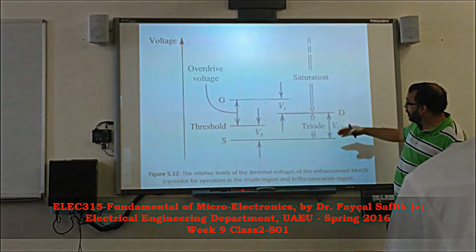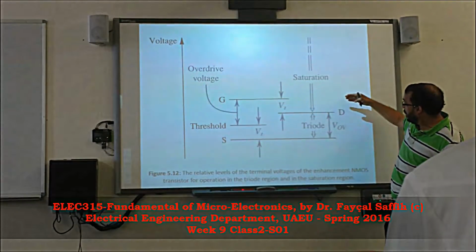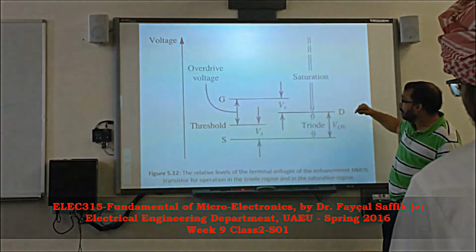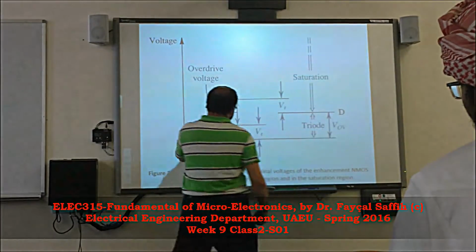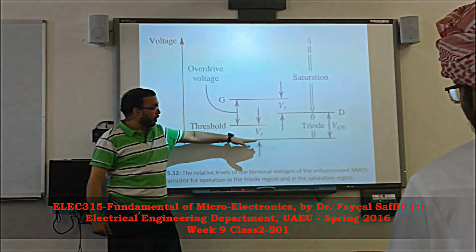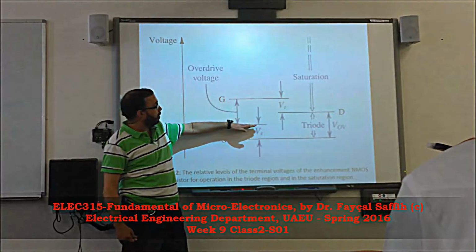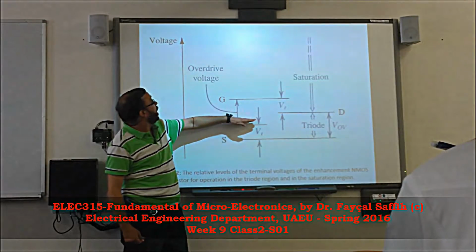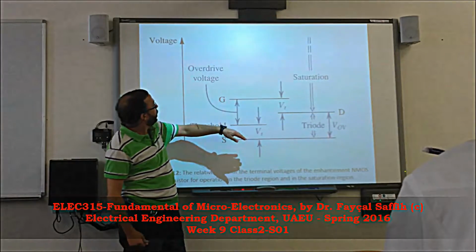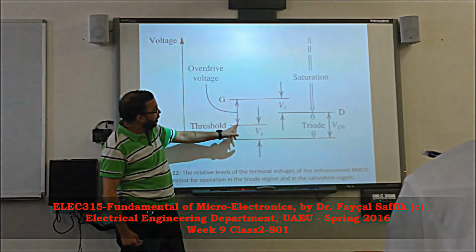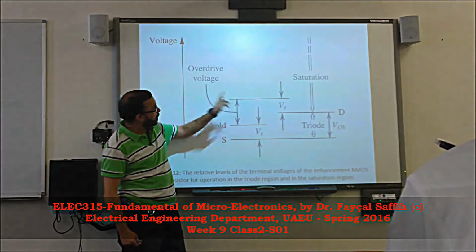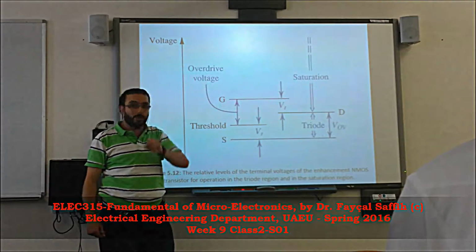So the overdrive is nothing but VGS above VT, yes or no? So let's say this is the source voltage level. Above the source voltage by the threshold, what do we have? Above that we have a channel. So the overdrive is the voltage from the threshold up to the gate voltage. That's what we call the overdrive.